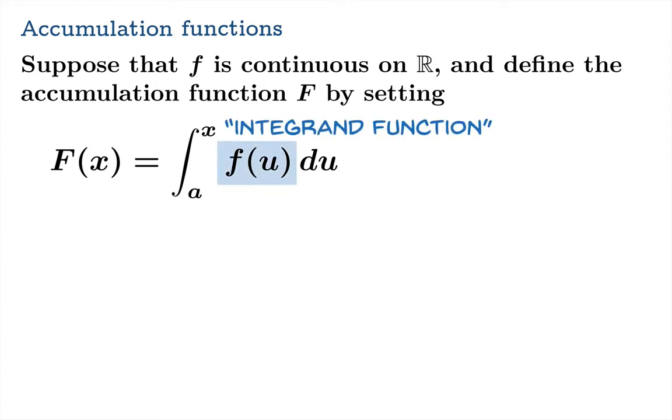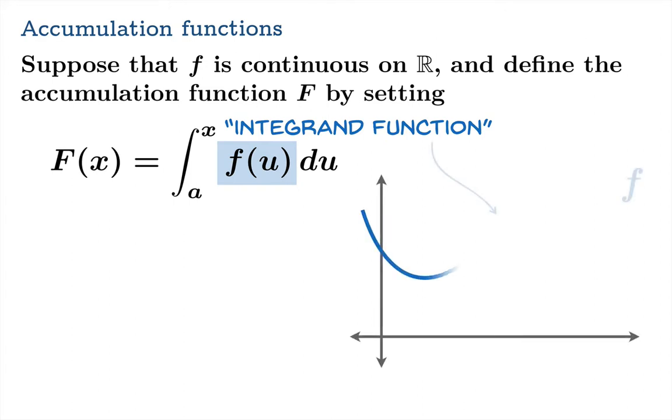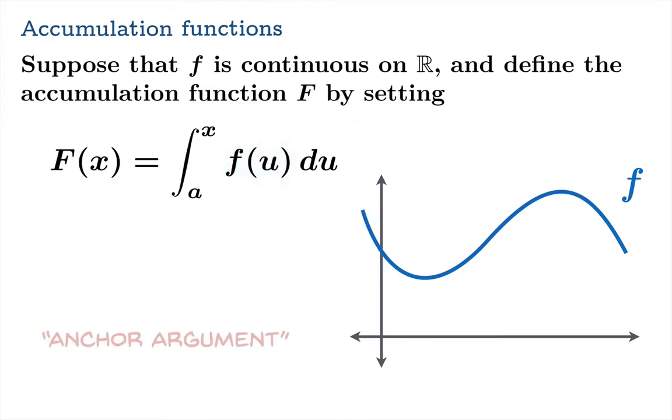Now, this is the so-called integrand function. The integrand is the thing that appears inside the integral sign. So there's our sort of original function that we're using to construct our accumulation function. And we could plot the graph here. And then we need a so-called anchor argument. This would be the argument where all integrations begin. So we can change x, but we always start our integration at a.